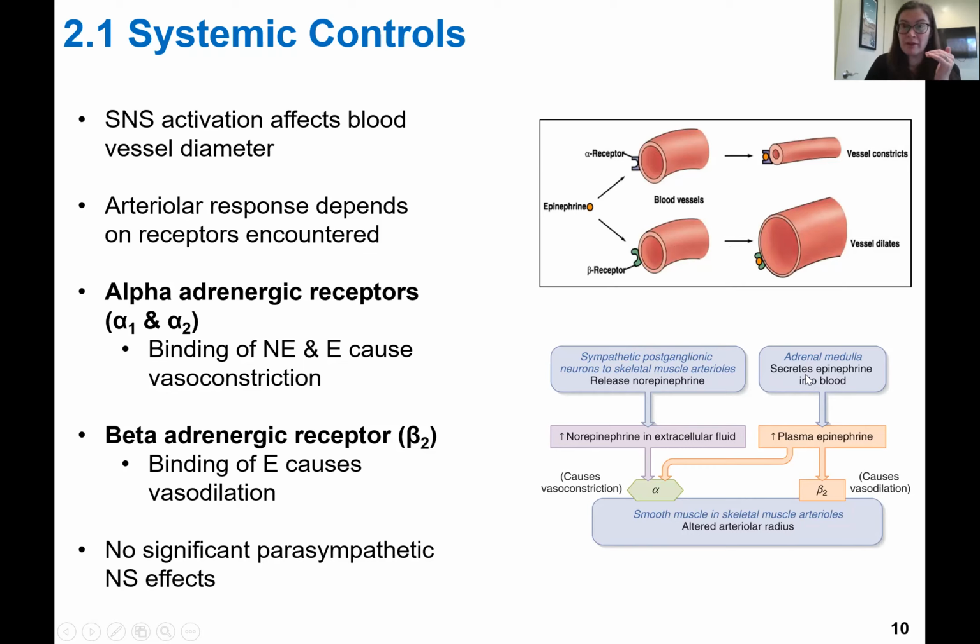So overall, we can get the release of norepi from sympathetic nerves, or we can get the release of epinephrine from the adrenal medulla due to a sympathetic effect. Norepinephrine in the extracellular fluid is going to bind to alpha adrenergic receptors and lead to vasoconstriction through the two mechanisms I suggested. Plasma epinephrine can bind alpha adrenergic receptors and lead to vasoconstriction as well, or it can bind to beta adrenergic receptors and cause vasodilation through the mechanisms we talked about.